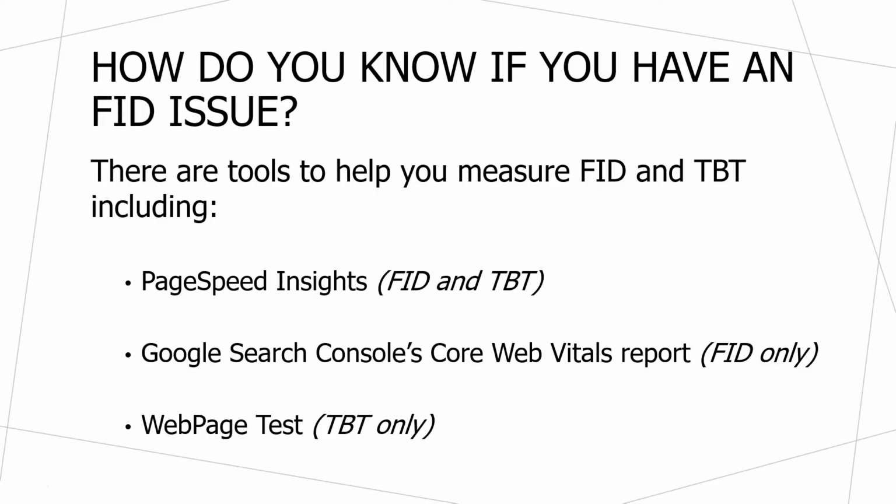So with that in mind, let's talk about how we know if we have an FID issue. How do we measure this? There are a few different tools out there that you can use to measure FID and total blocking time. We have PageSpeed Insights, which measures both FID and total blocking time. We have Google Search Console's Core Web Vitals report, which measures FID only, and then we have WebPageTest, which measures total blocking time only.